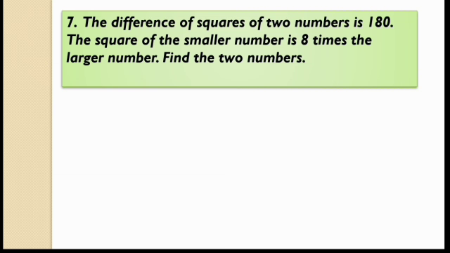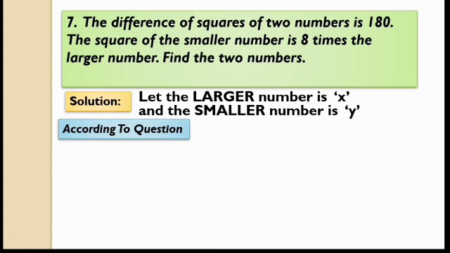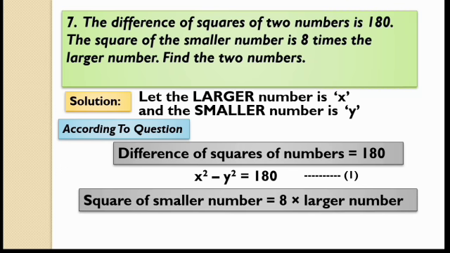So we will suppose that the larger number is x and the smaller number is y. Now according to the question, it is given that the difference of squares of two numbers is 180. So obviously x square minus y square equals 180. This one is our first equation. And according to the second statement, the square of the smaller number equals 8 times the larger number. Here the smaller number is y, so the square of y, it means y square equals 8 into x. This one is our second equation.